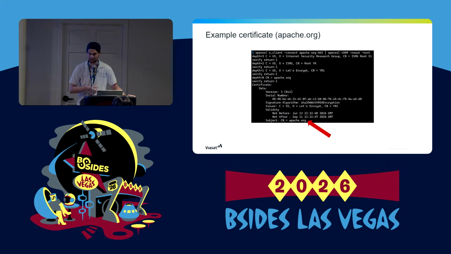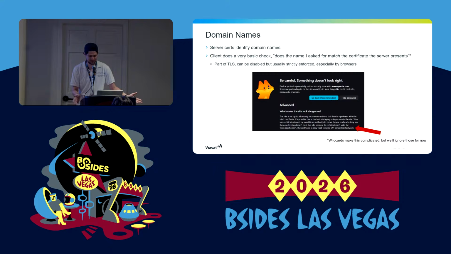Here's a certificate. If you've never seen one before, you should do this. This is OpenSSL. And you'll see down in there, there's a domain name. I fetched this for apache.org, and you'll see in here it says apache.org. Cool. So server certs identify domain names. This is really a component of TLS, basically. When you ask for a server, you get back a certificate.